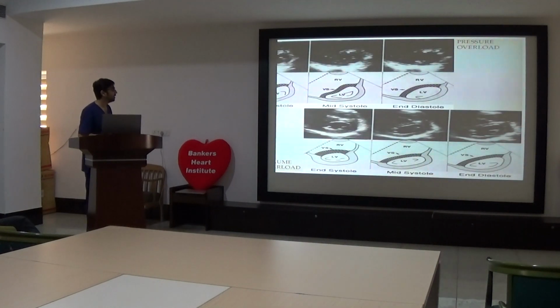So these are showing the parasternal short axis view. Volume overload in the RV leads to changes in the septum. These are volume overload; these are pressure overload. So in any massive pulmonary embolism, with massive volume overload, the septum bulges, like a D-shaped septum. These are mid systole, and these are end diastole in this pressure overload.